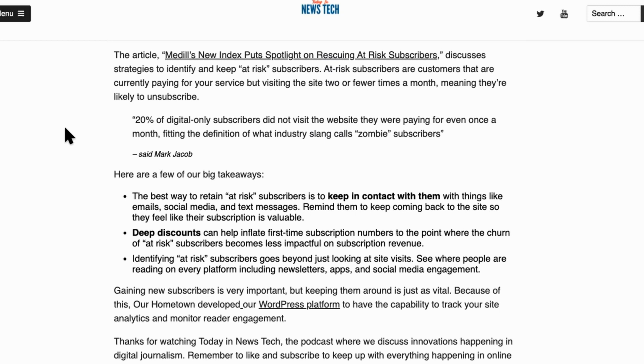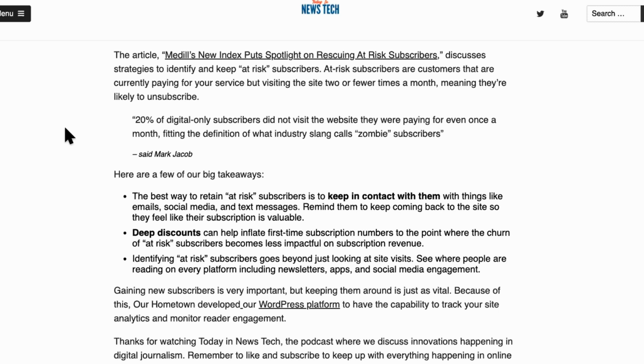At-risk subscribers are customers that are currently paying for your service but visiting the site 2 or fewer times a month, meaning they're likely to unsubscribe. 20% of digital-only subscribers did not visit the website they were paying for even once a month, fitting the definition of what industry slang calls zombie subscribers. The best way to retain at-risk subscribers is to keep in contact with them with things like emails, social media, and text messages. Remind them to keep coming back to the site so they feel like their subscription is valuable.